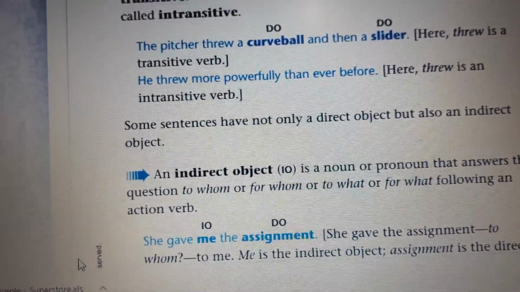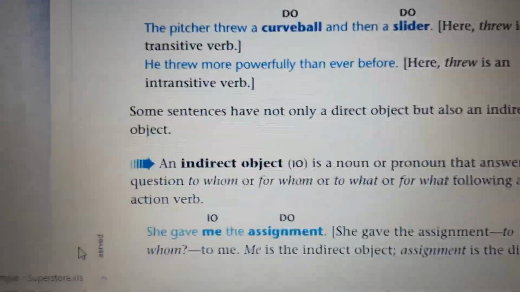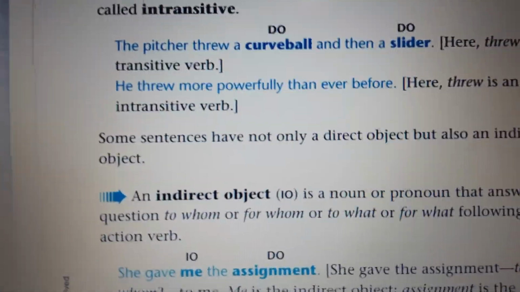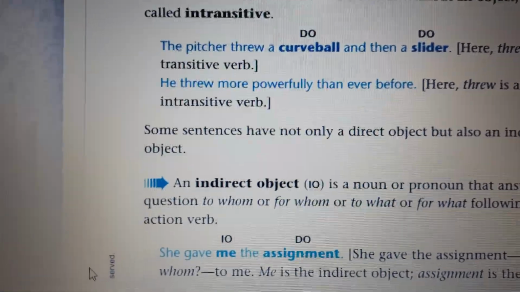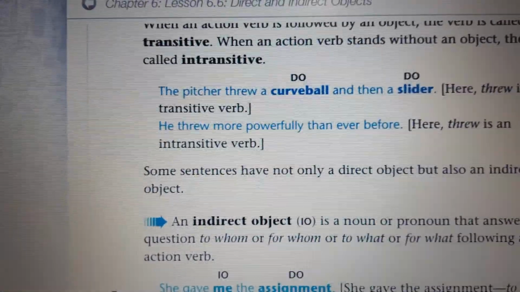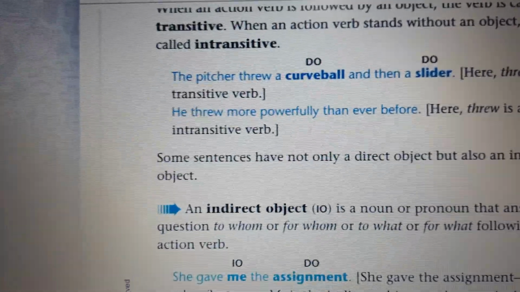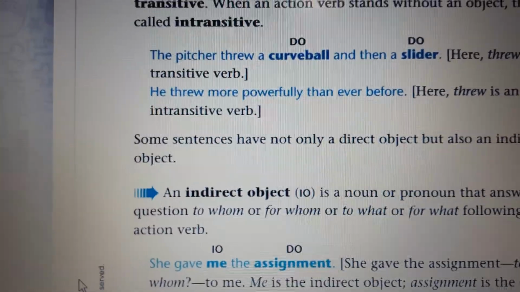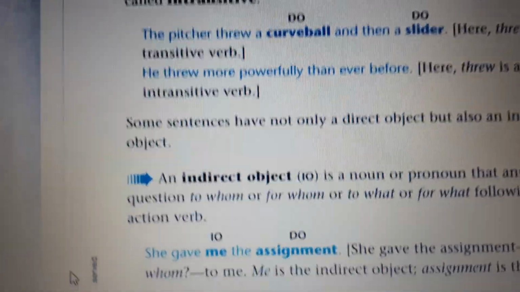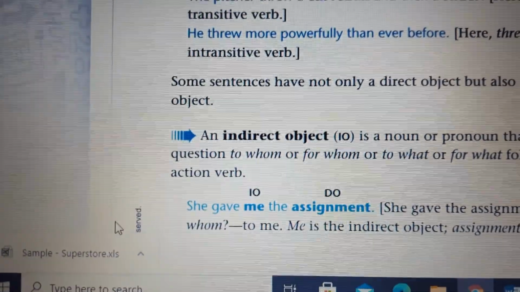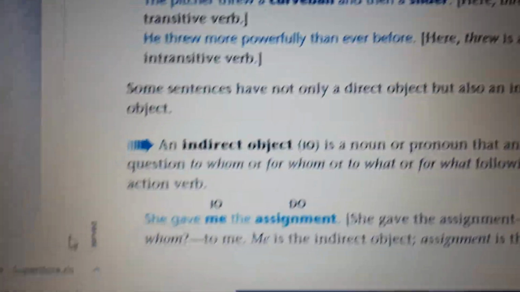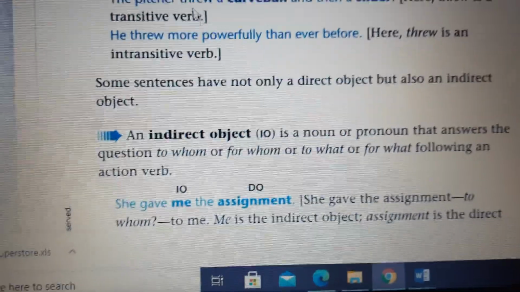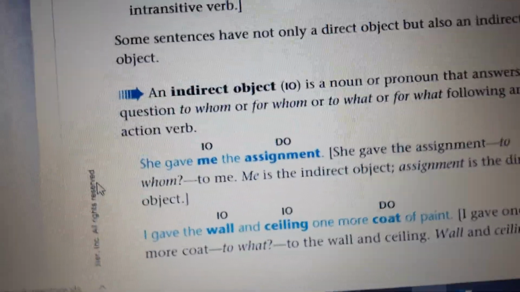And here we have the indirect object. We talked about direct objects, so now we have indirect. An indirect object, you can refer to it as IO, is a noun or pronoun that answers the question to whom, for whom, to what, or for what, following the action verb. Okay? So here, she gave to whom?